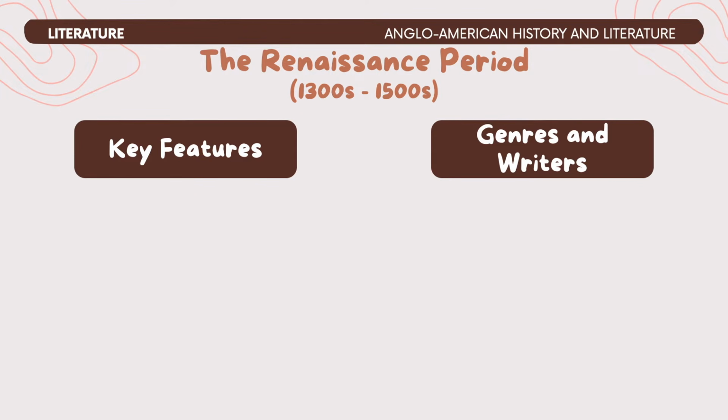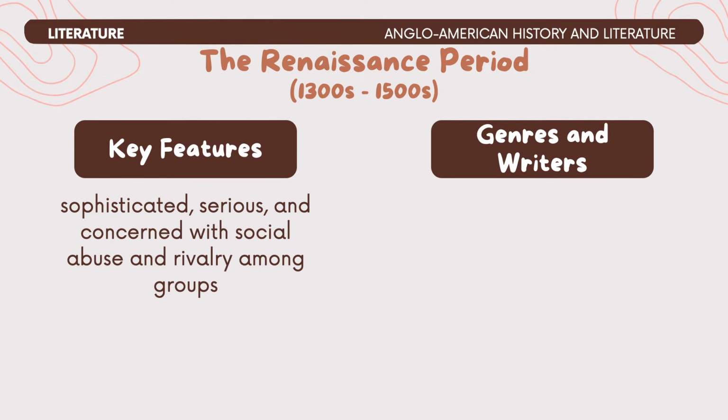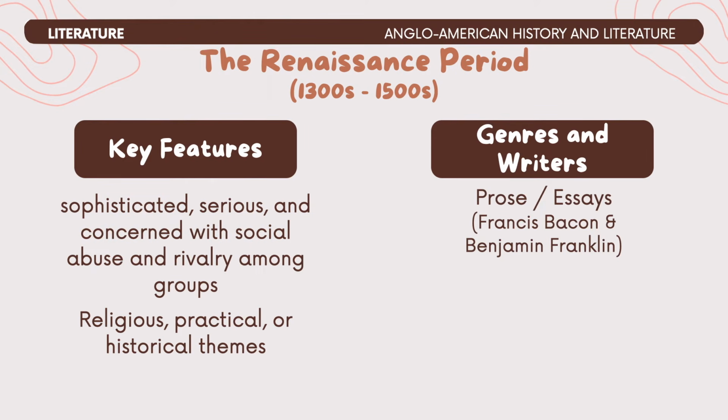Another feature of literature in the Renaissance period is text becoming sophisticated, serious, and concerned with social abuse and rivalry among groups. In addition, texts are also centered on religious, practical, or historical themes. These features are evident in the prose or essays written by Francis Bacon and Benjamin Franklin.